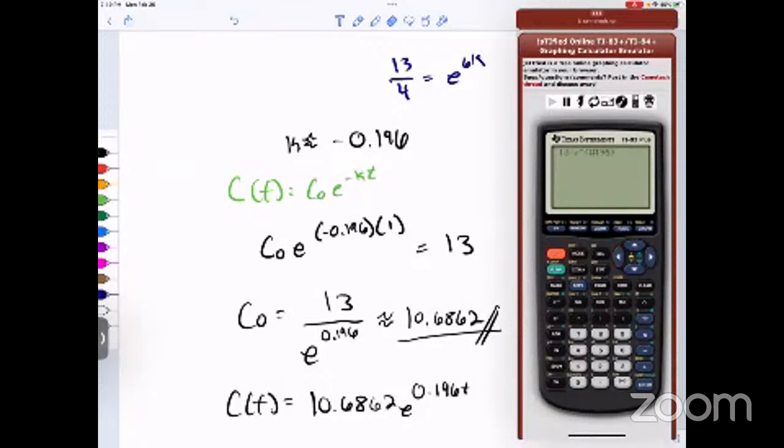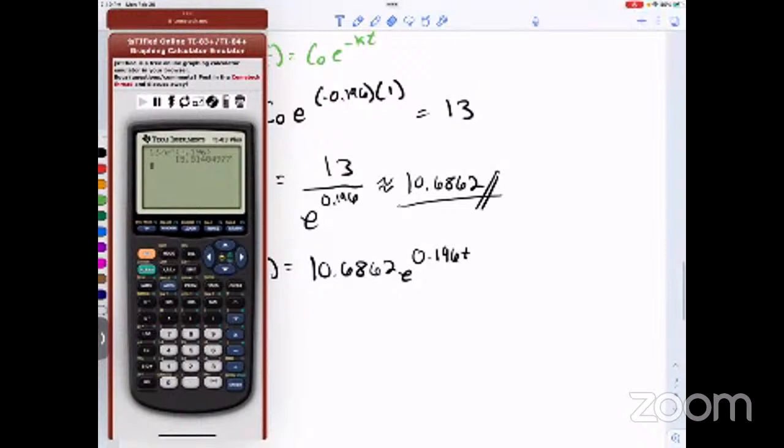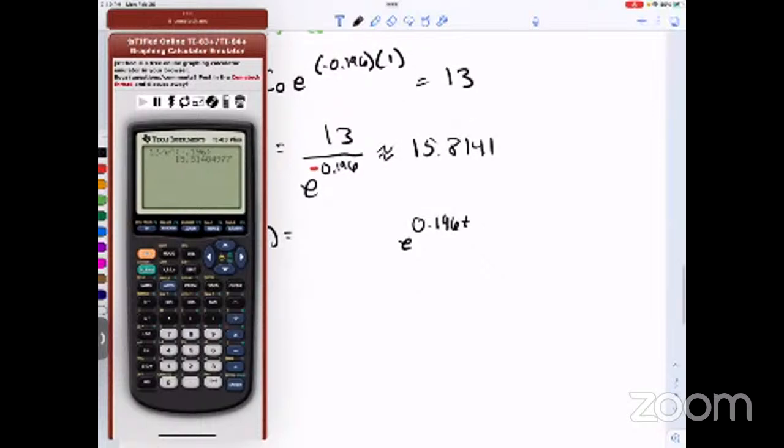Okay, so then when we do that, now we're getting our 15.8. Okay, so now we're getting a better number. So let's just go ahead and account for that. Let's get rid of this. We can get rid of this. And then right here, this was supposed to be negative. Okay. And so we get 15.8148, right? So that's our K. So then we get our 15.8148 e to the negative.